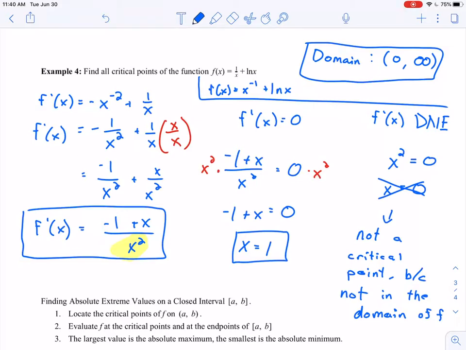So this is just finding critical points. We're going to be doing this a lot going forward, both in this section and in 4.3. We're going to see this a ton going forward. So get used to seeing these types of problems. We're going to be finding critical points and critical numbers a great deal going forward.